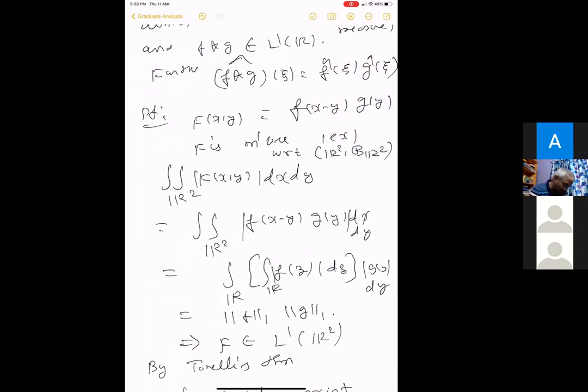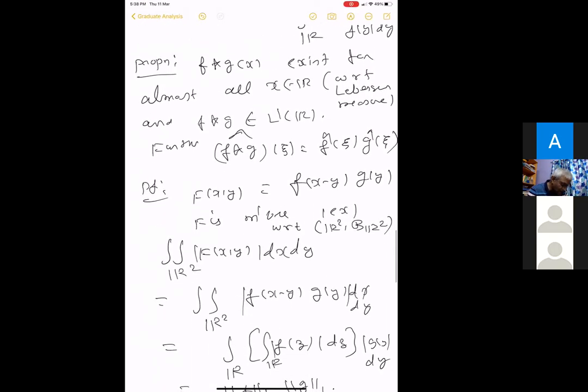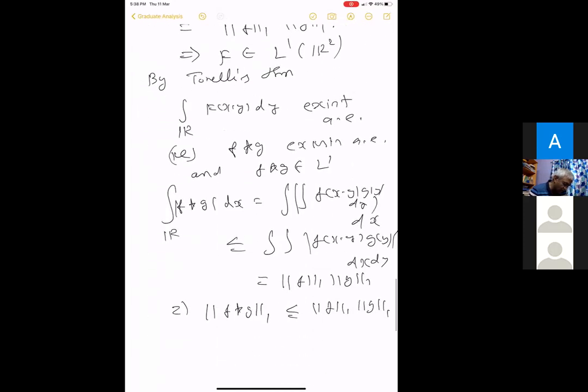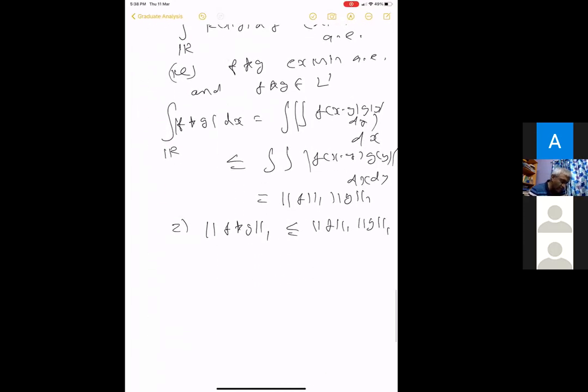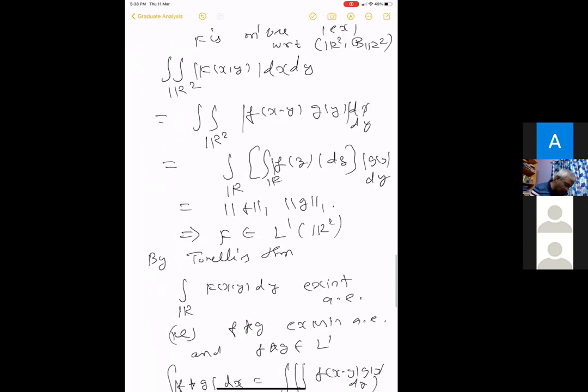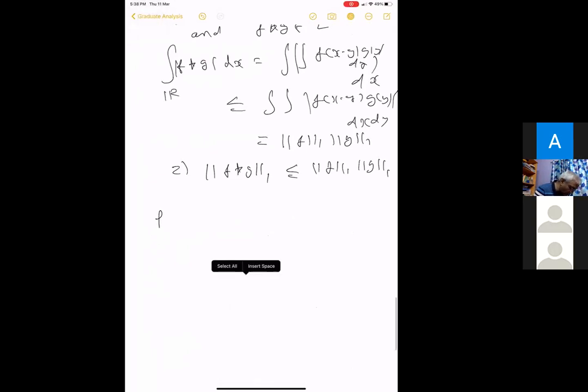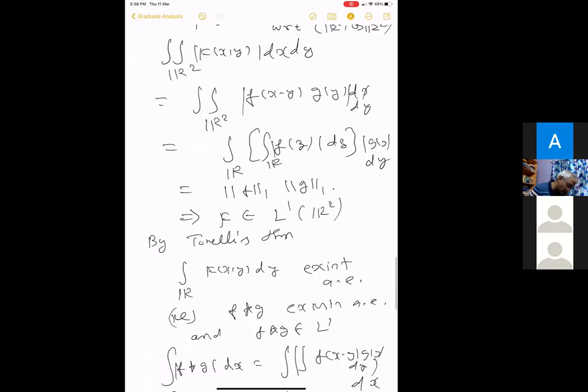So we have defined the convolution operator, and the convolution exists, and the norm of the convolution f star g is less than or equal to norm f1 times norm g1. That is one thing, and till now we have done all these things. So finally, we want to do the following. We want to compute the Fourier transform of f star g. That is the only thing remaining.